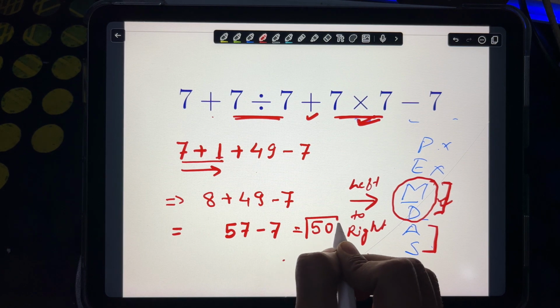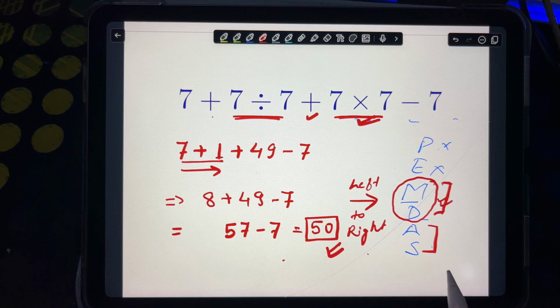So you see, 0 is not the correct answer. 50 is the correct answer.